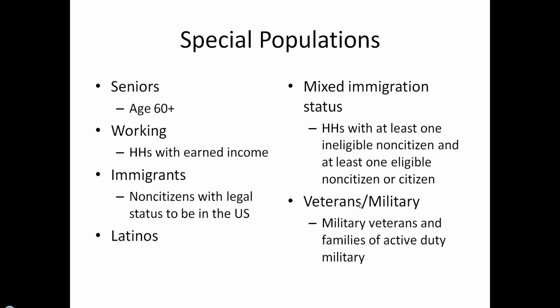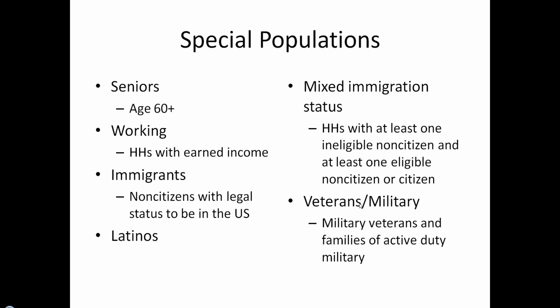Seniors, of course, are 60 and older. Working households are households with earned income. Immigrants, they have defined as non-citizens with legal status to be in the U.S. So the examples are LPRs or asylees or refugees. Latinos should be pretty self-explanatory.